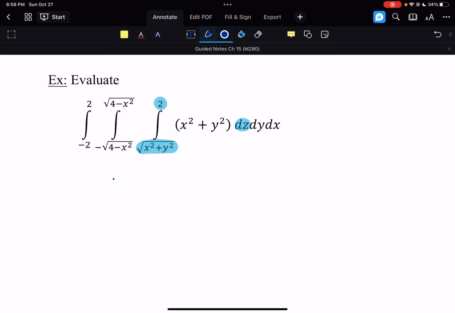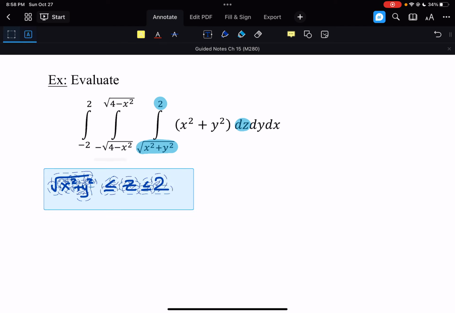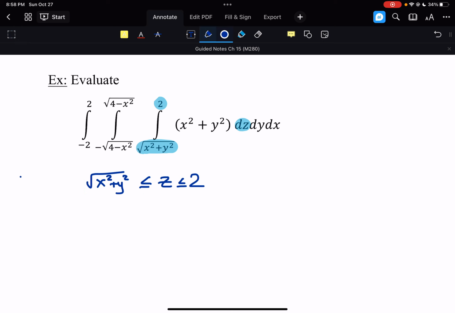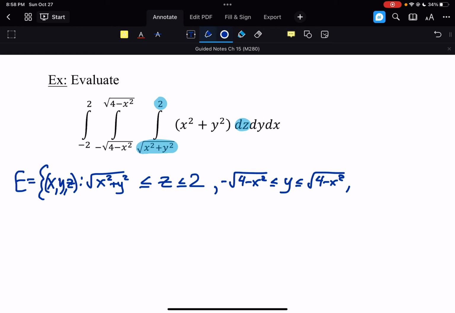Okay, so we have z going from square root of x squared plus y squared up to 2. Actually, let me write this a little more formally here. So our solid E is the set of all points x, y, z, such that z is between these two, y is between these two, and x is between -2 and 2.